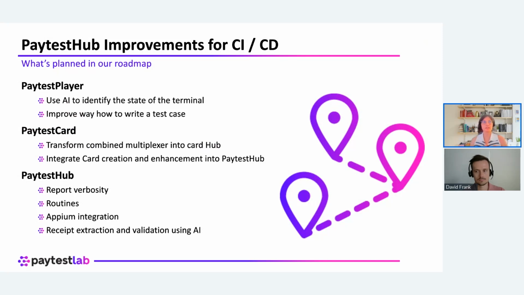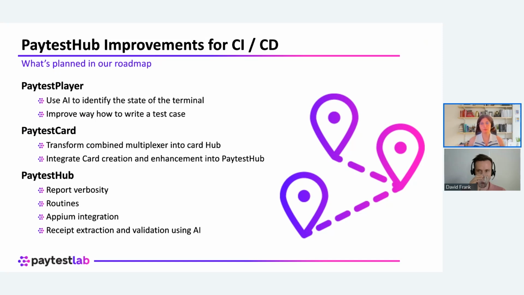The first thing that we are looking to strive towards is the implementation of AI into our test cases, which would make writing them a lot easier and faster. We're also looking into Paytest Card, where we can have our cards on the cloud, which would eliminate a lot of the hardware issues that we have with cards, so fewer cards and usages from all over the world. And of course, the Paytest Hub software itself.